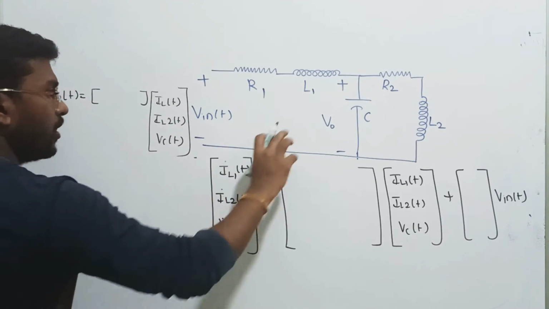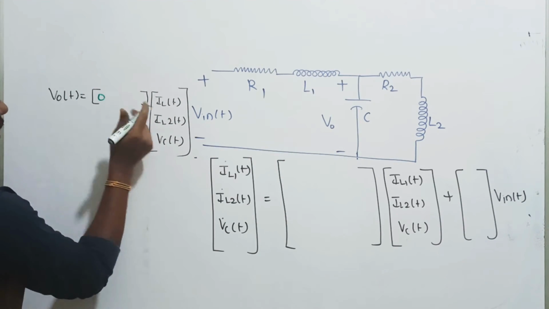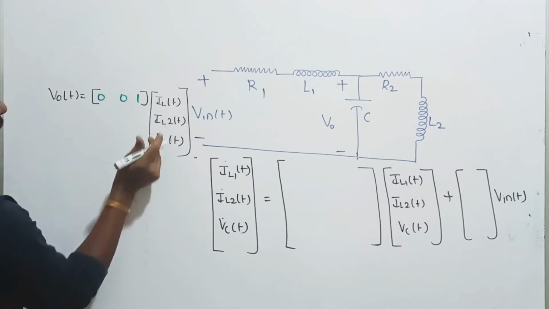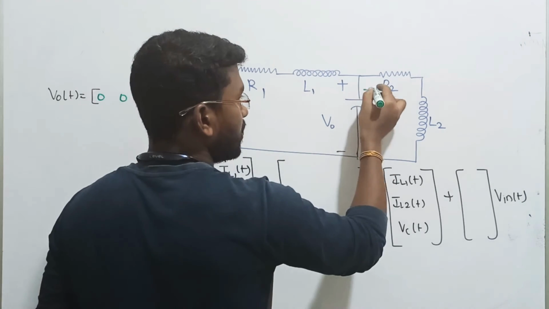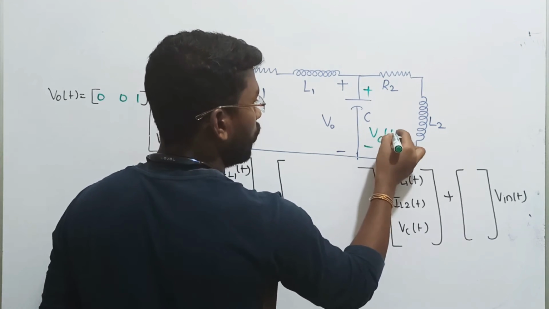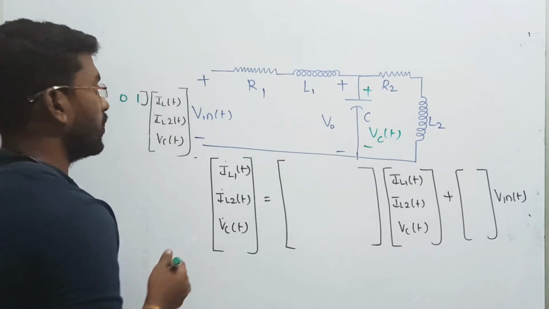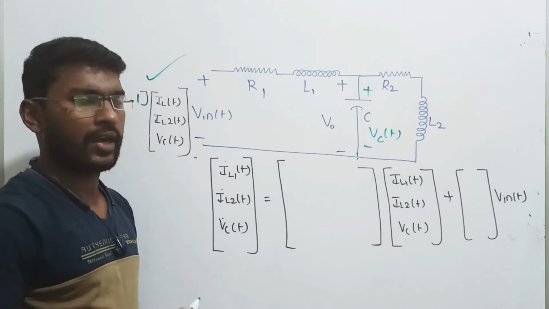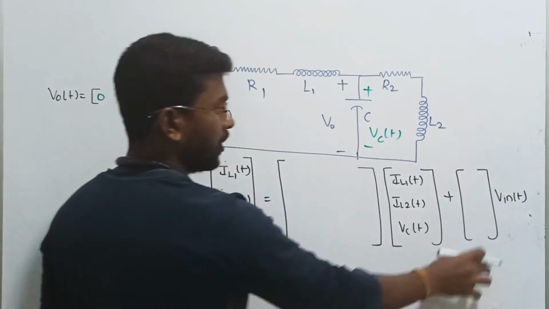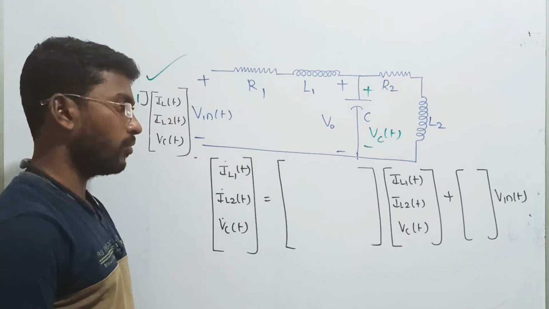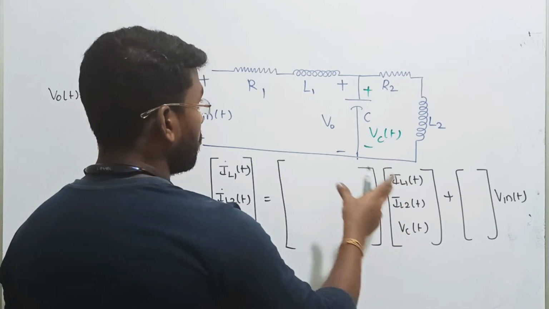So directly I can write the output voltage equal to 0 into IL1 of t, 0 into IL2 of t, 1 into VC of t, because the voltage drop across the capacitor is the output. So V naught of t is directly equal to VC of t only. So we don't need to consider these two effects. The output equation is over directly. Our target is matrix A and matrix B only. So let us see how to bring the state model for this circuit.